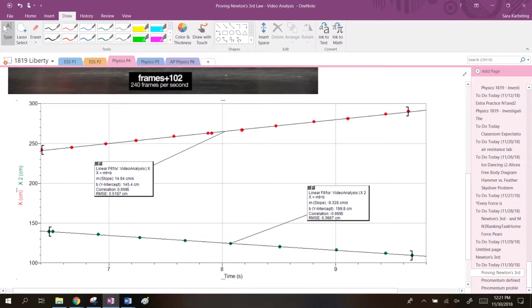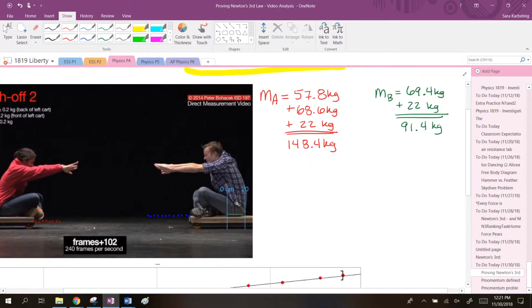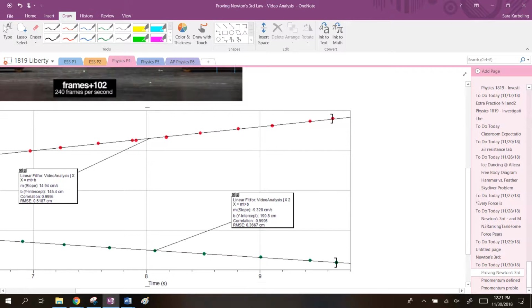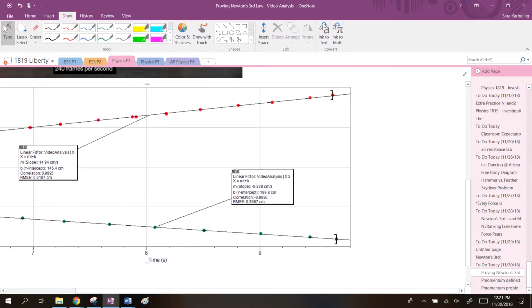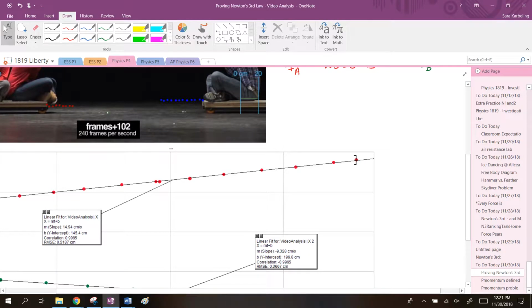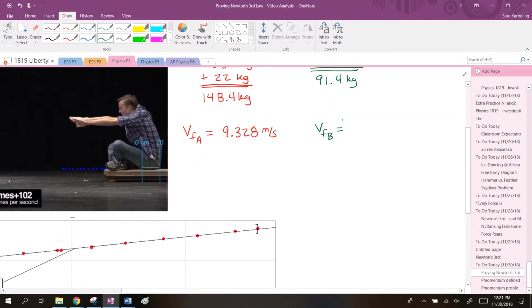So the smaller magnitude of velocity is going to be for the girls. Let's assign those as well. I may have misassigned my colors here. The final velocity that's the smaller value is this one down here. I apologize. Is that 9.328? We're going to write that down: 9.328 meters per second. The final velocity for Connor is 14.94 meters per second.